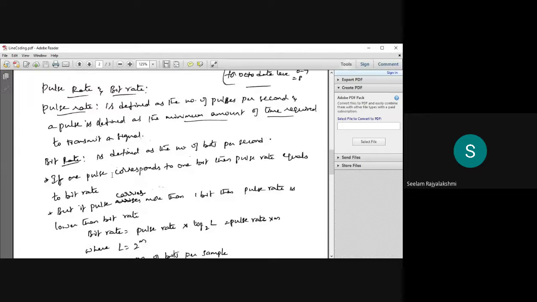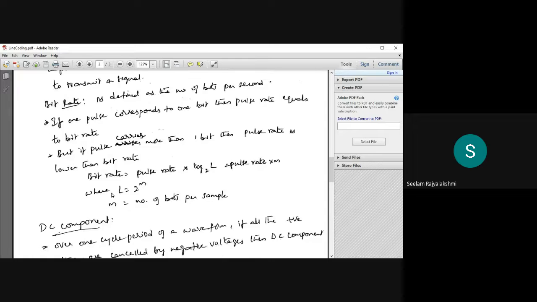So this is about pulse rate and bit rate. Pulse rate means the number of pulses per second. A pulse is the minimum amount of time required to transmit a signal. Bit rate is defined as the number of bits per second.